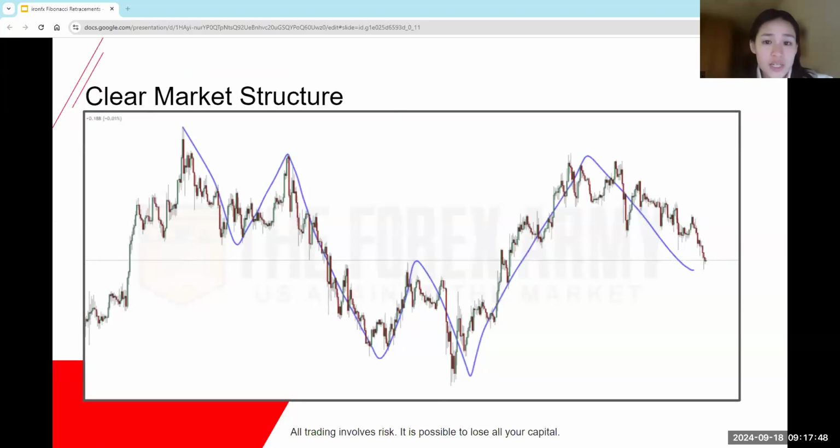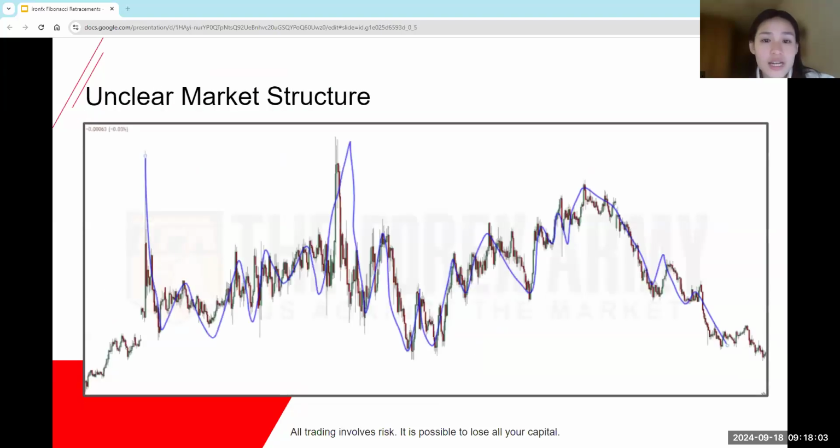Okay, and here's an example of a clear market structure. Although Fibonacci retracements can definitely be used in choppy markets, but also in trending markets, it's important to look for really clear market structures. So here's an example of an unclear market structure. You can see it's a lot harder to analyze on these kinds of charts.